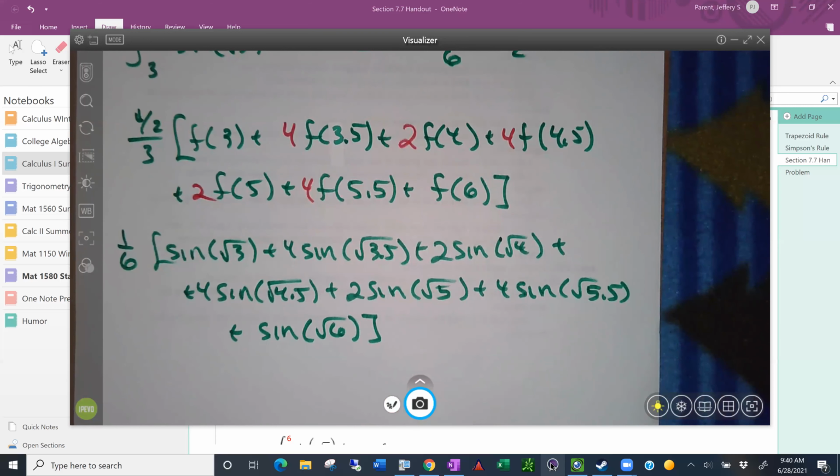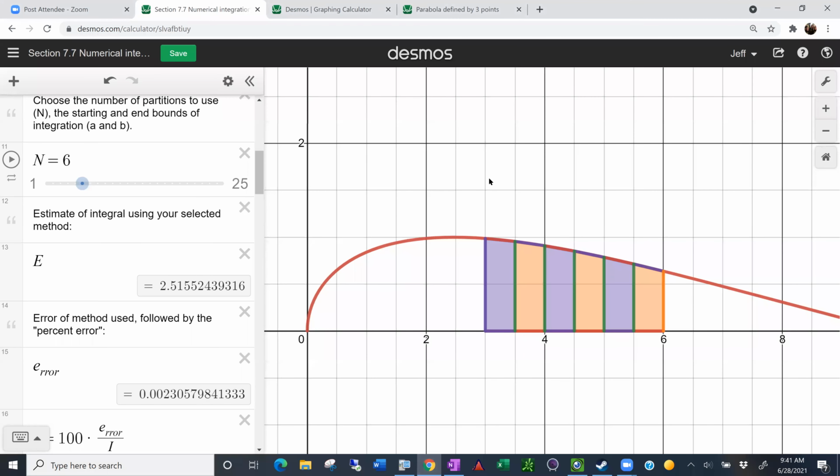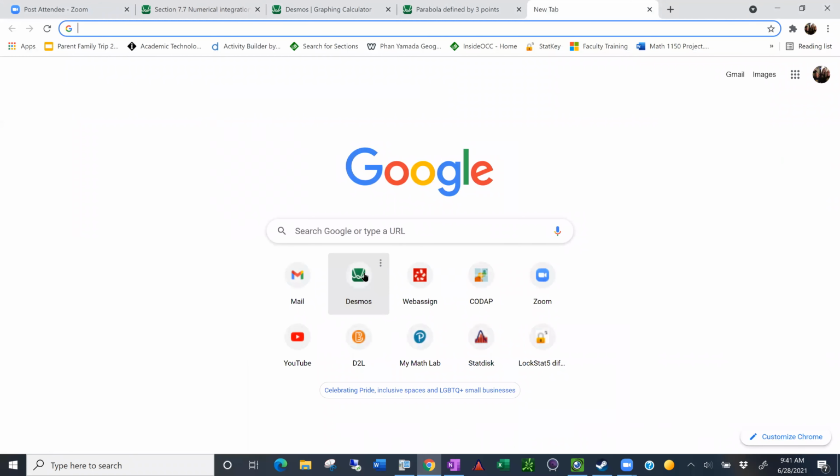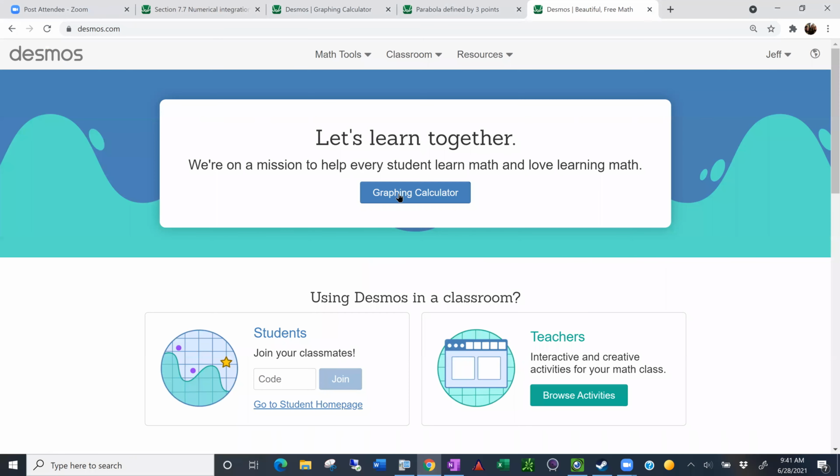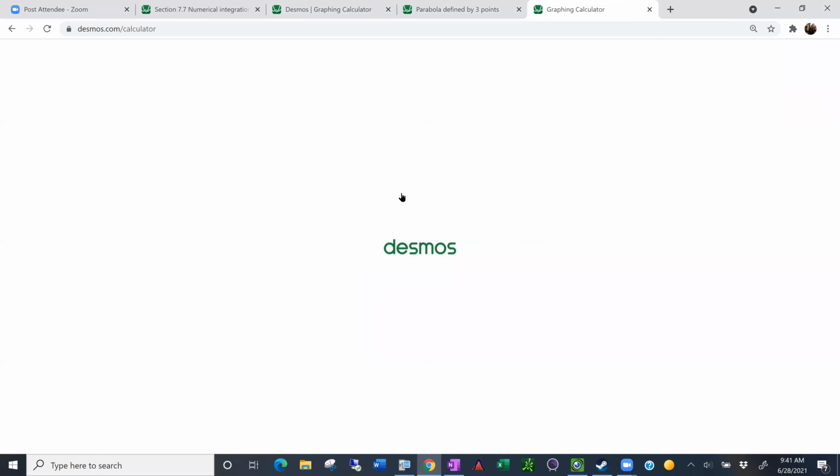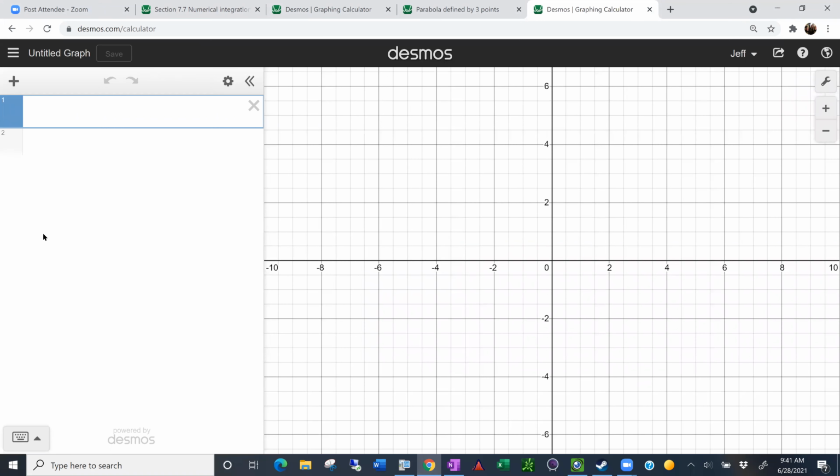Yay. Now, I'm not a real big fan of plugging this into my calculator. So if it's okay with you, how about if we do this last one with Desmos? Want to do it with Desmos instead? Yeah. All right. So let me just get a new one here. I'm going to define a function to start with. I'll call it f of x is the sine of the square root of x.